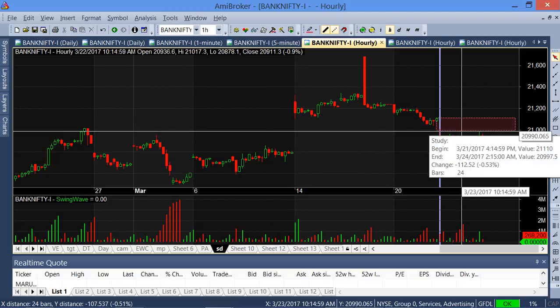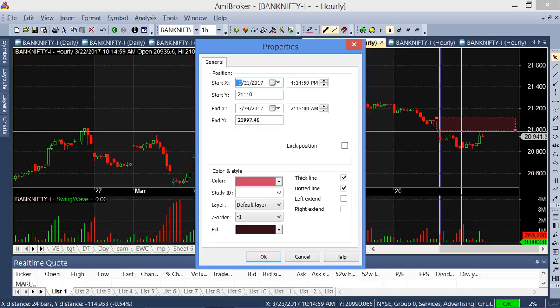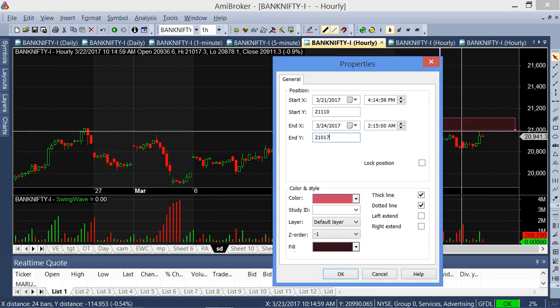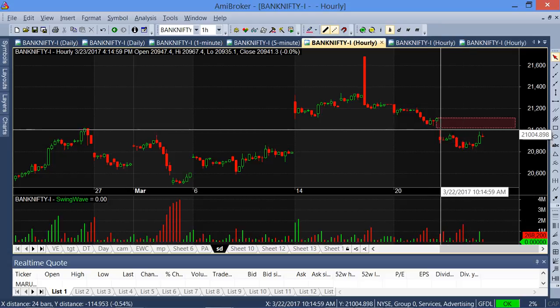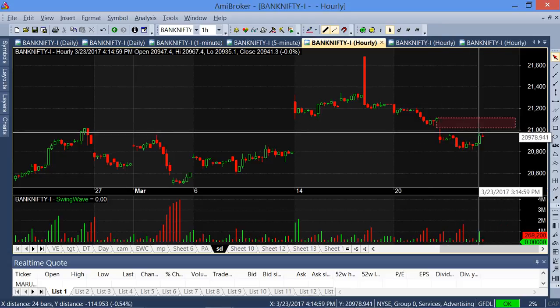The high is 21017.3. So now this becomes our hourly zone, which was tested once, and we are almost near it.